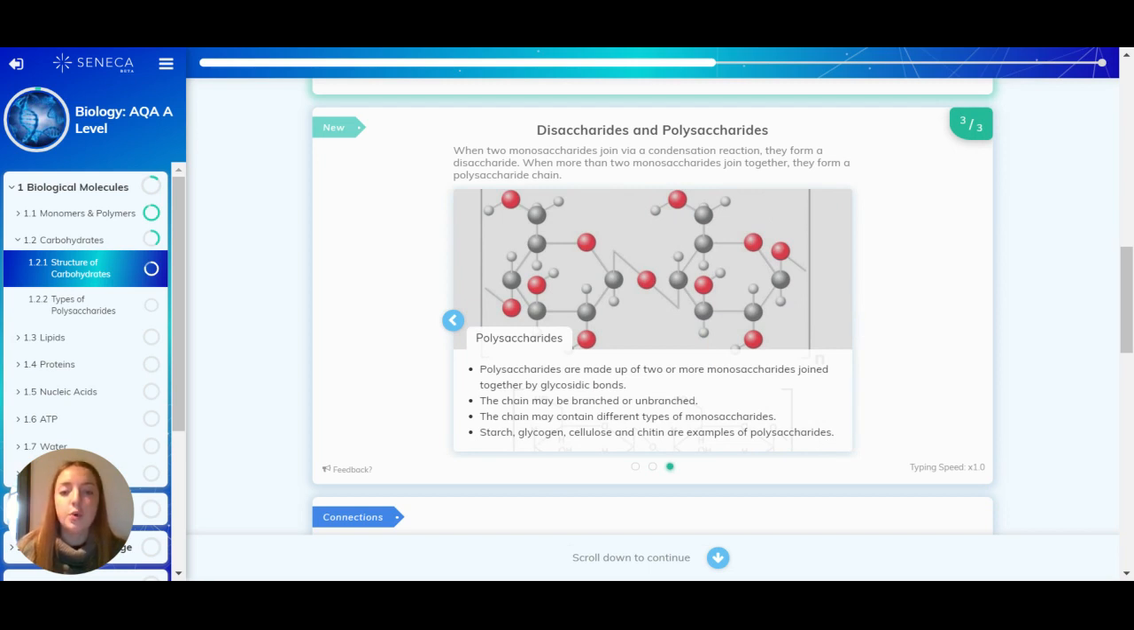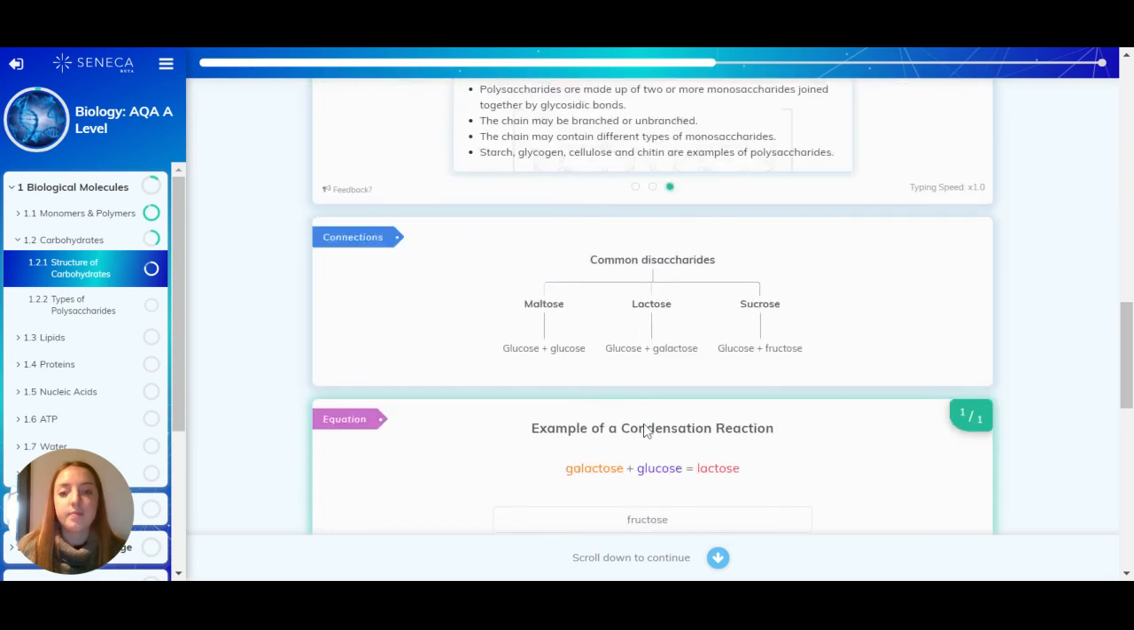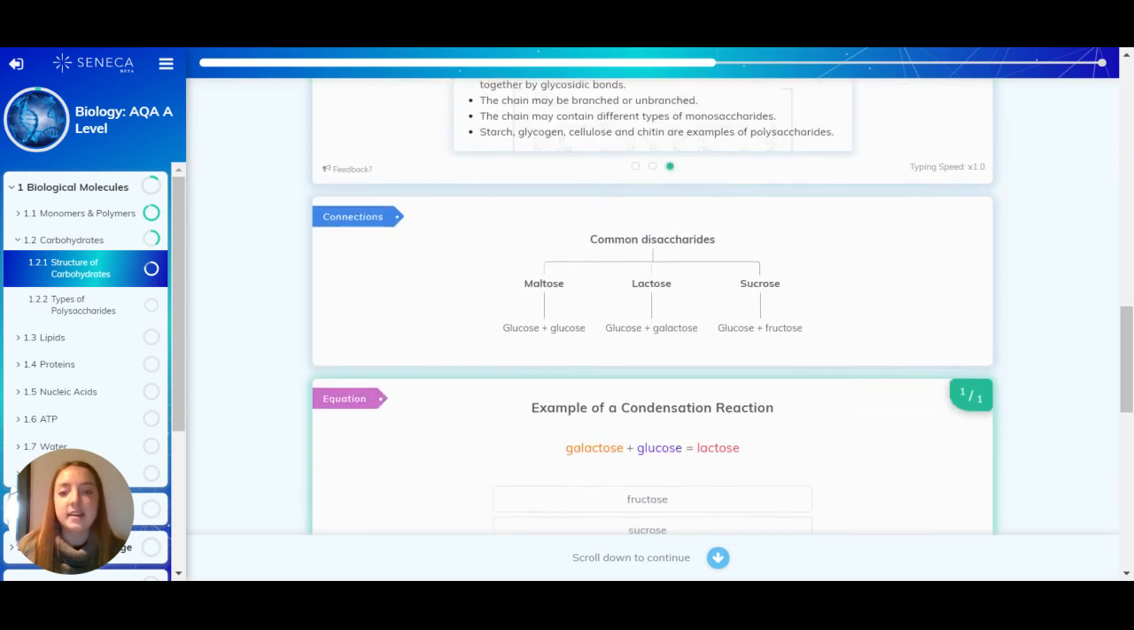Polysaccharides are made up of 2 or more monosaccharides joined together by glycosidic bonds. The chains may be branched or unbranched, and they may contain different types of monosaccharides. So examples of polysaccharides are starch, glycogen, cellulose, and chitin. Chitin is found in insects, in the exoskeletons.